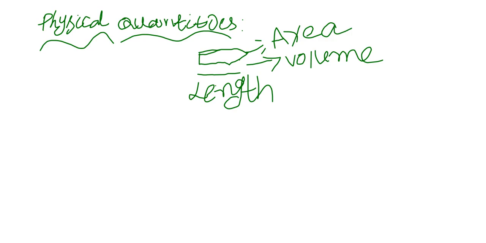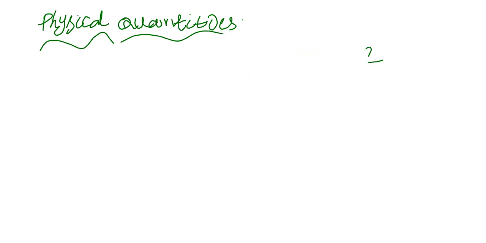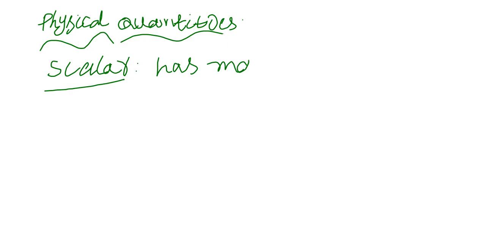In last classes we discussed about all these. So some of the physical quantities are scalars, some are vectors. What do you mean by a scalar? A physical quantity has magnitude.